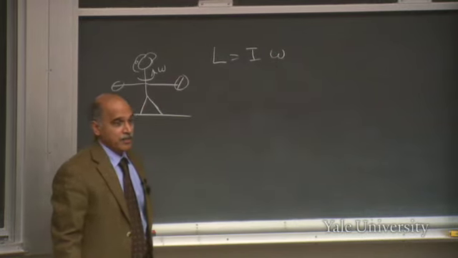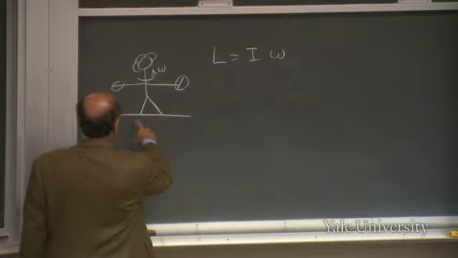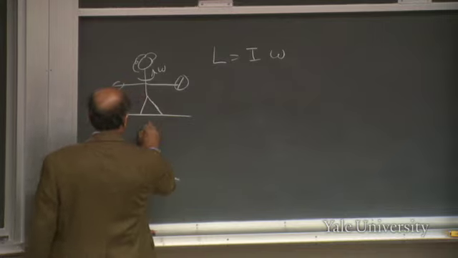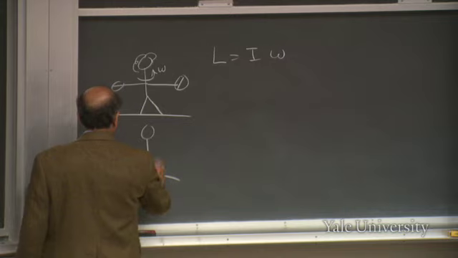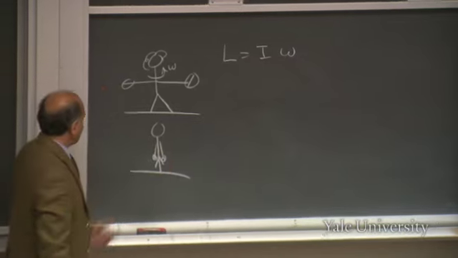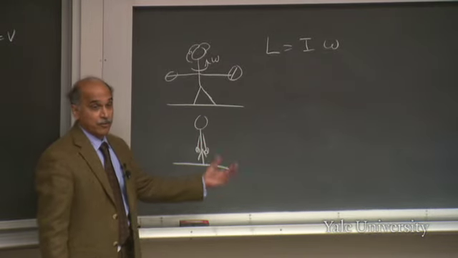And that cannot change. But then suppose the ice dancer decides to do the following, which is to drop the arms right to the side, so that for all purposes the masses are at the center now. You really reduce the moment of inertia.